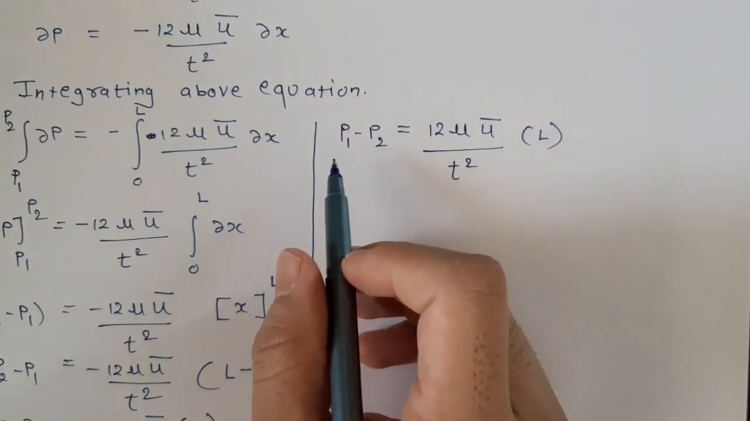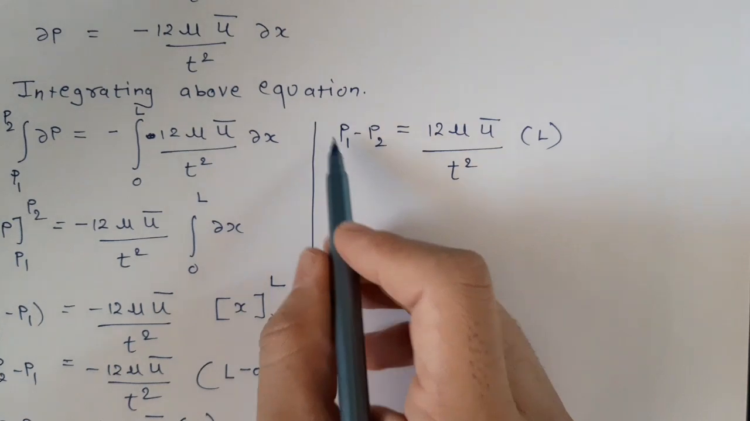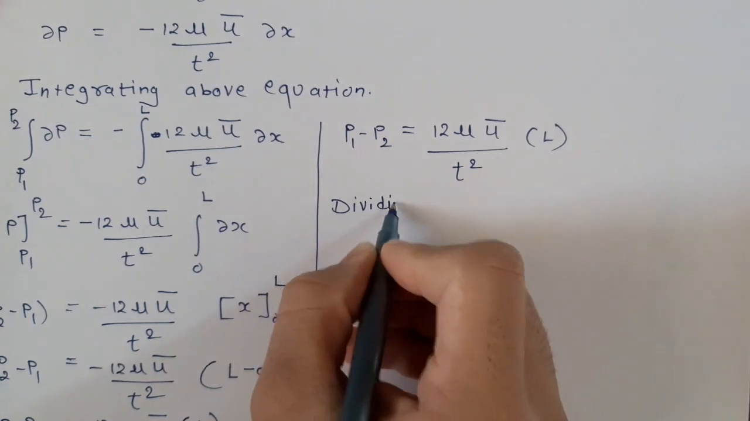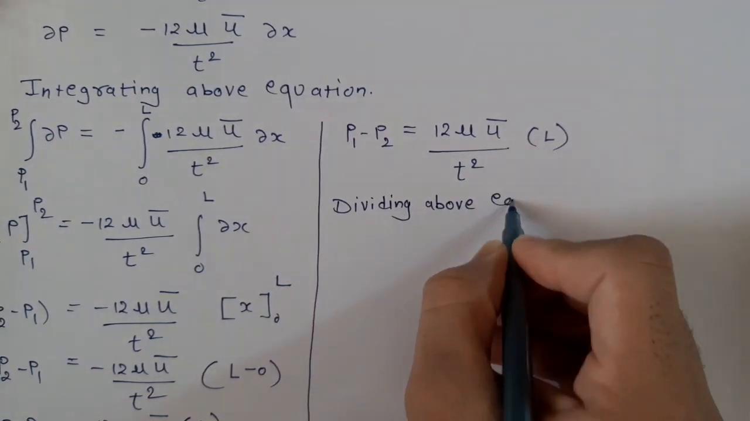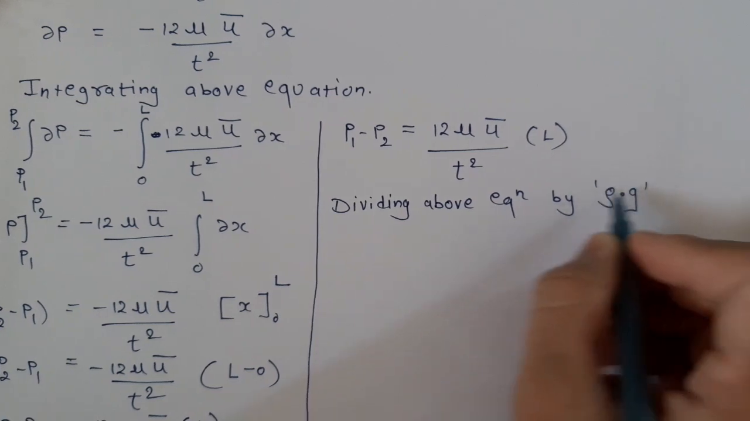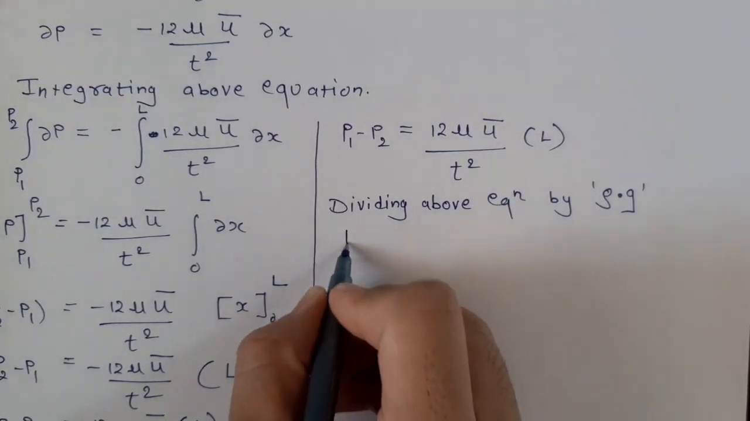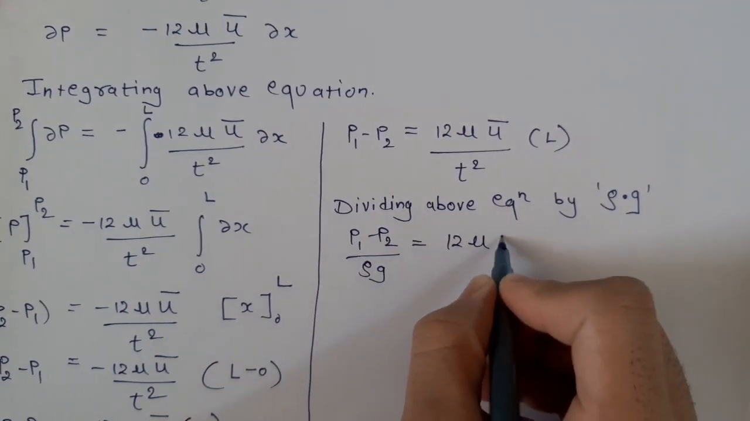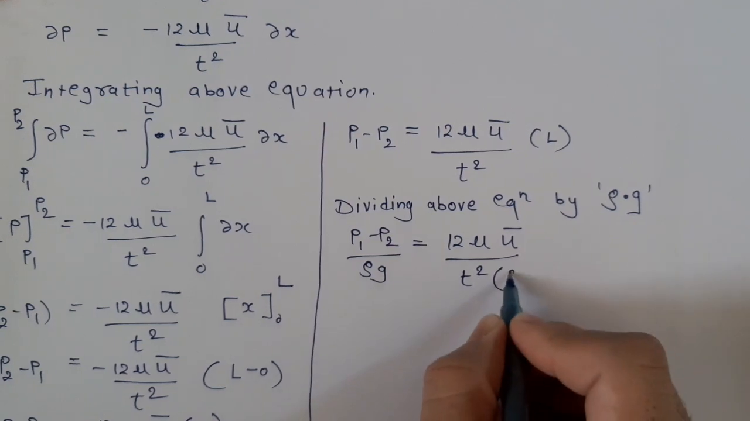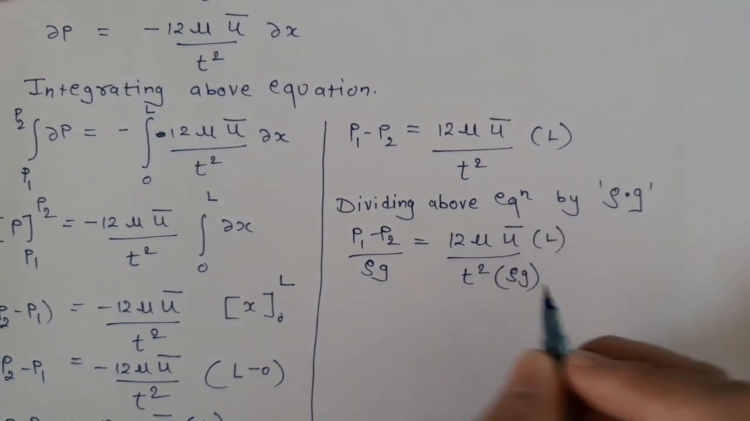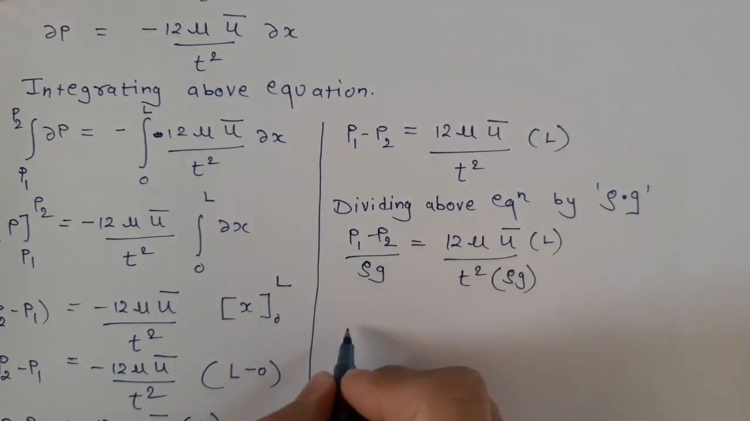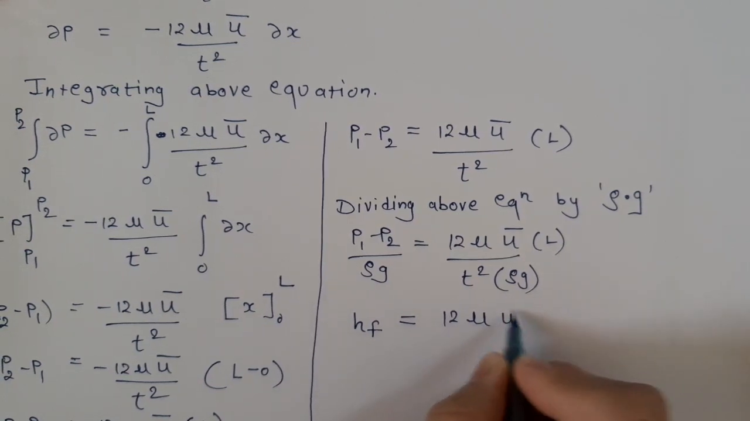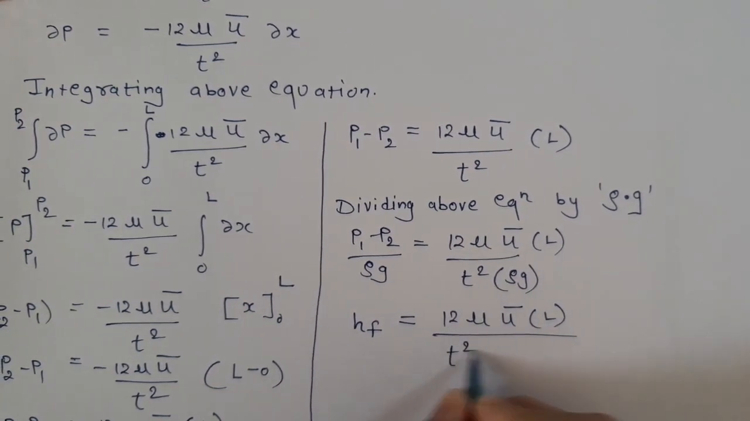So this is the pressure difference. Now we want the head loss, so we have to divide this equation by the weight density of the fluid. Dividing by rho g, we get P1 minus P2 divided by rho into g, which equals 12 mu u bar upon t square into rho into g into L. This is nothing but the head loss, so we will write HF. It equals 12 mu u bar into L upon t square into rho g.